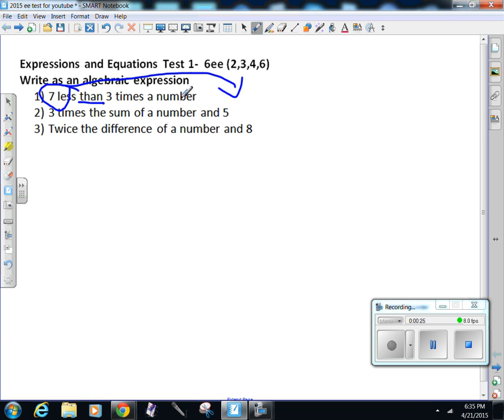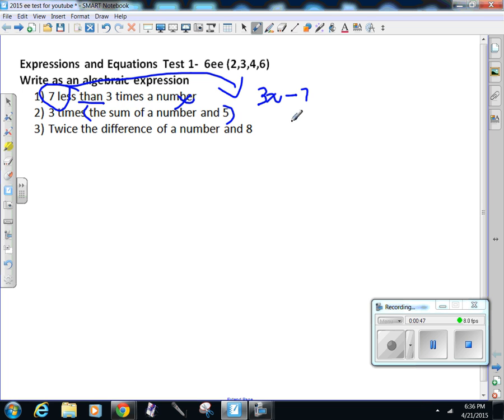So I'm going to start here. 3 times a number, so my number I'm going to call x. So I'm going to write 3x, and then 7 less than it, minus 7. Okay, next one, 3 times the sum of a number and 5. Is there an "is"? No. Is there a "than"? No. Are there parentheses? And they are right here.